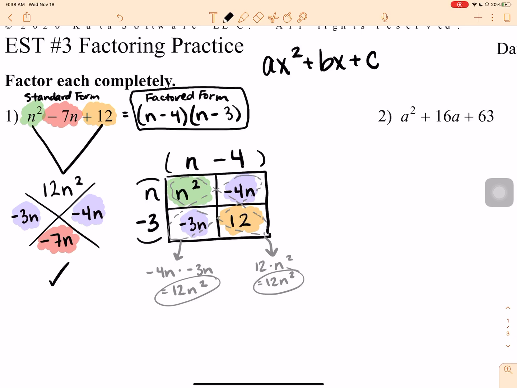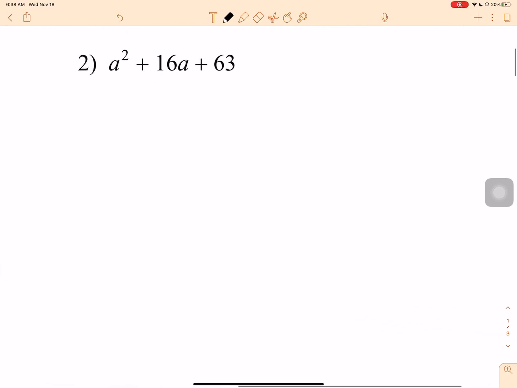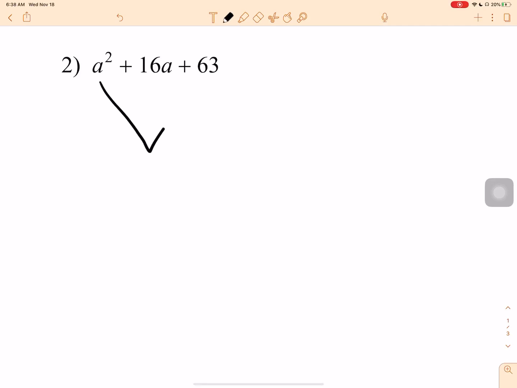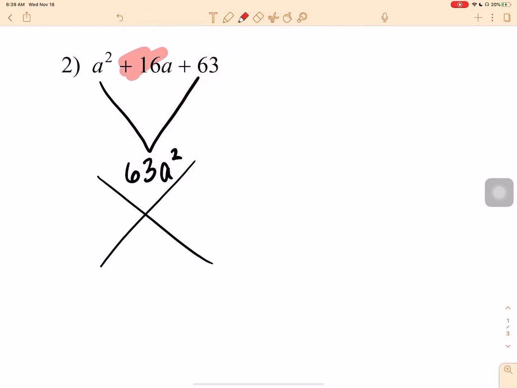Okay, so now I'm going to start going through them relatively quickly. So make sure that you guys are pausing the video and trying it on your own first. The first thing I'm going to do is set up my diamond. A squared times 63 is 63a squared. My 16a goes at the bottom of my diamond. 16a. So now I need to consider all of the factors of 63.